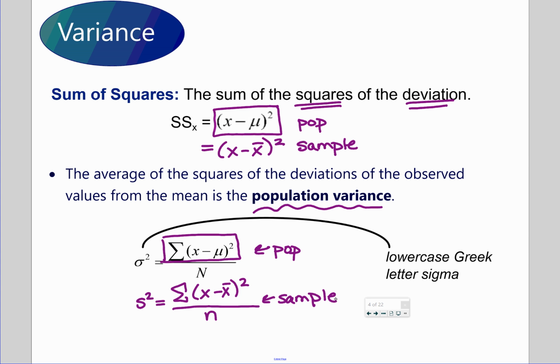Yes. Would that be sample variance? Yes. So population variance is at the top, sample variance at the bottom. Okay. You got it? All right.